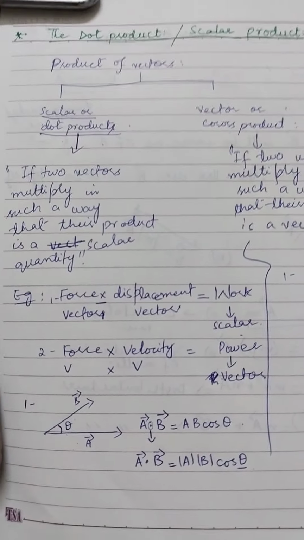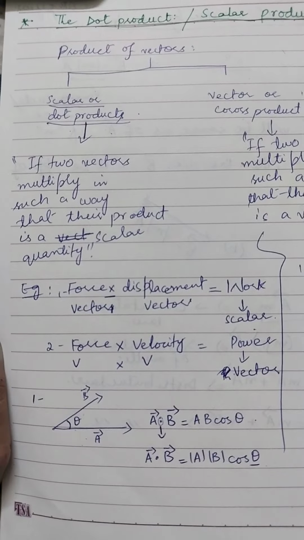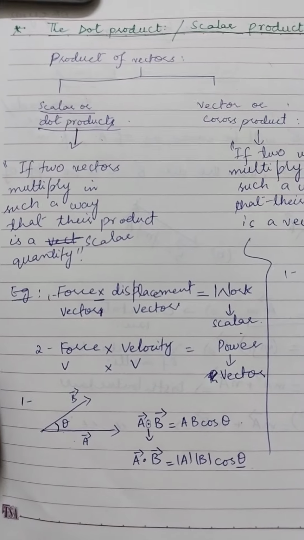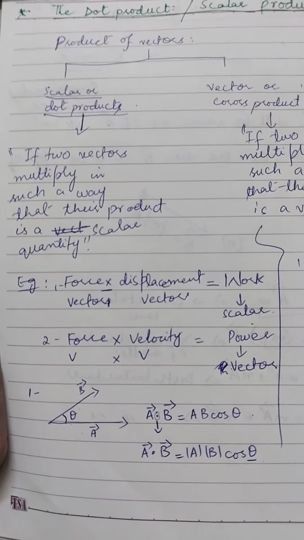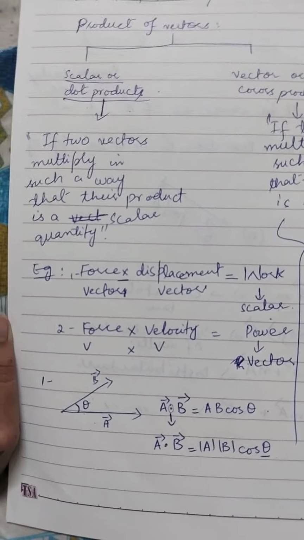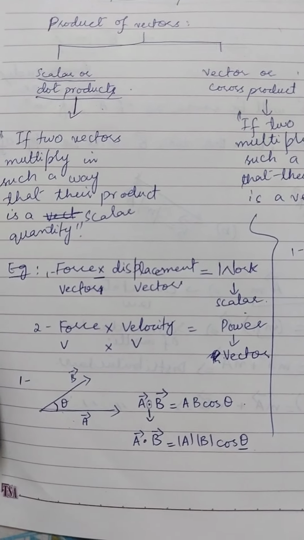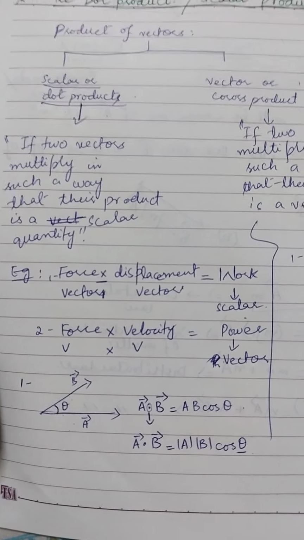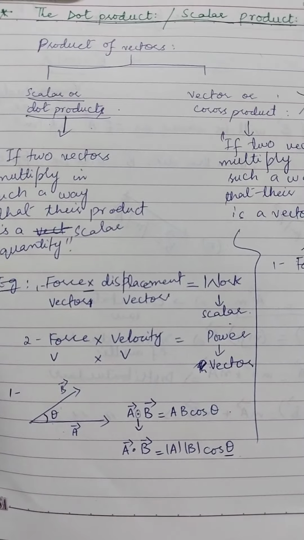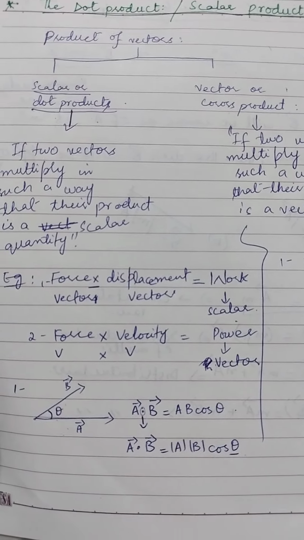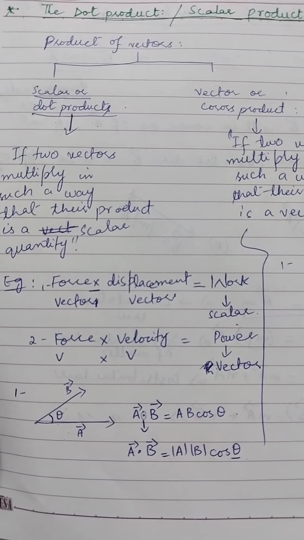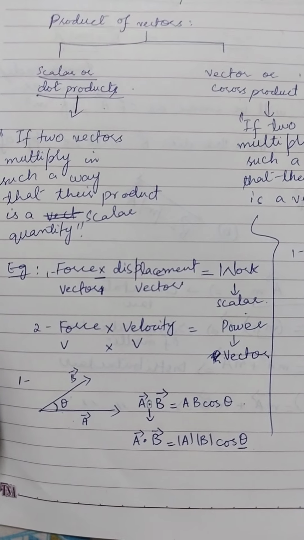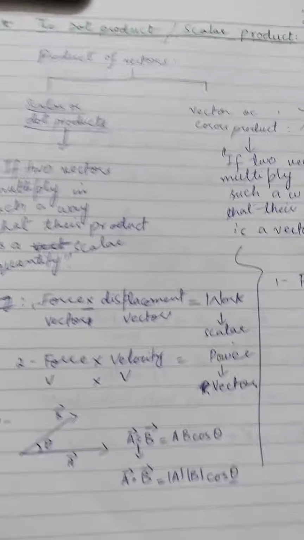Similarly, for scalar or dot product, the first example is work done. Work done is equal to force into displacement. We already know that force is a vector and displacement is also a vector quantity. But when both are multiplied in such a way that their final outcome is a scalar quantity, then we call it a scalar or dot product. Another example of it is power. Power is a scalar quantity, not a vector quantity, keep in mind.